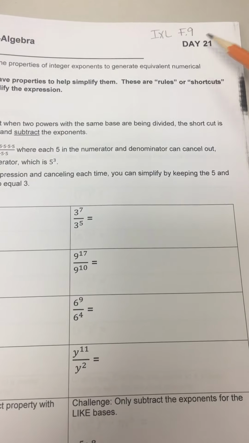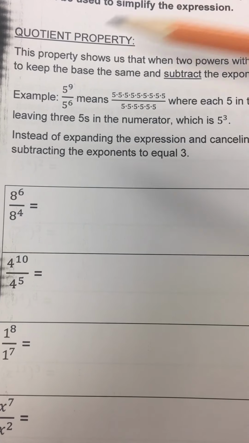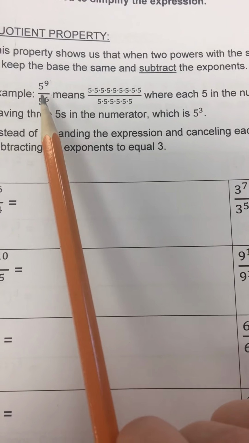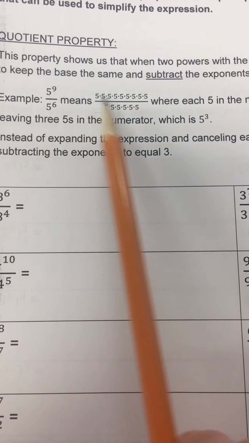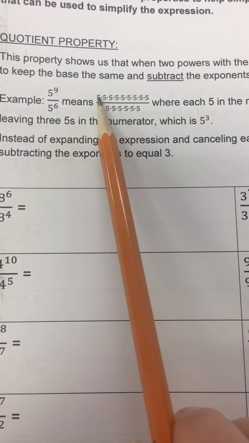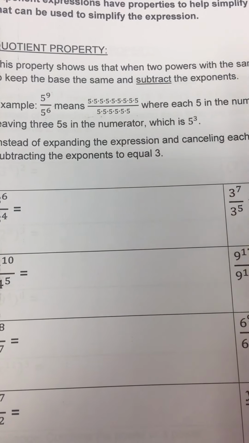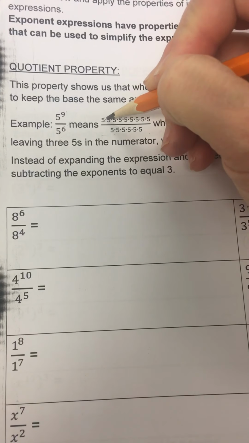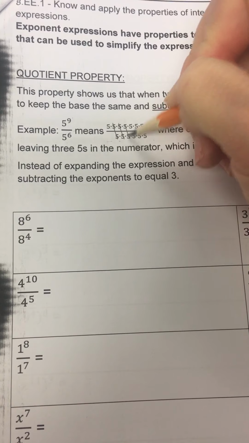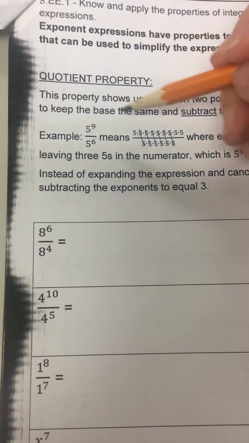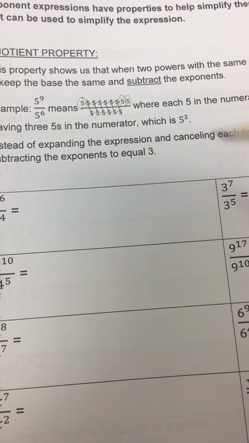Even though that looks like a fraction bar, we know that that means division. So this is really 5 to the 9th divided by 5 to the 6th. So the example they've given us here is 5 to the 9th means 5 nine times and 5 six times on the denominator. But we know that 5 over 5 equals 1, so that can cancel. So I can take this and I can cancel all of this stuff out. And then I can look at what I have left. I have a 5, a 5, and a 5. So I have 3 of them. So that's 5 to the 3rd power.